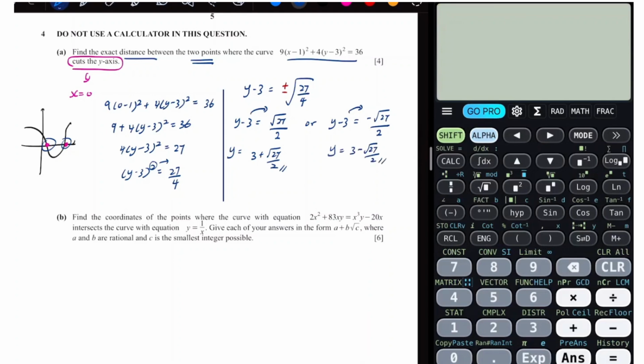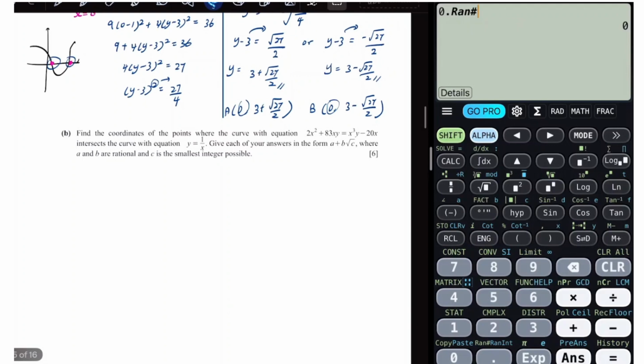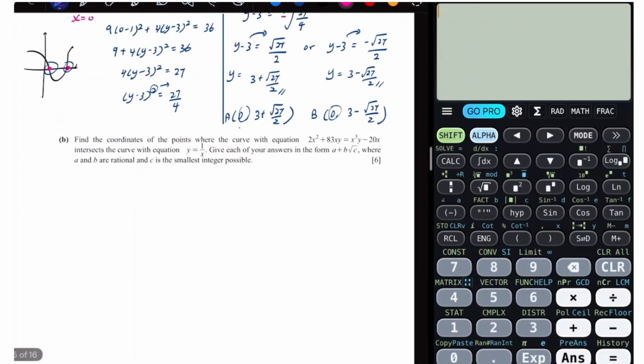Since we know that the x coordinate is already 0, we might as well just write down the coordinates, but we have to find the exact distance, right? We can't really do anything at this point, so just mark down the coordinates first. (0, 3 plus root 27 over 2), I'll call this coordinate A, then B as (0, 3 minus root 27 over 2). Alright, since we already have our A and B, we can pretty much do this. Just mark this one as x1, y1, and the other one as x2, y2.